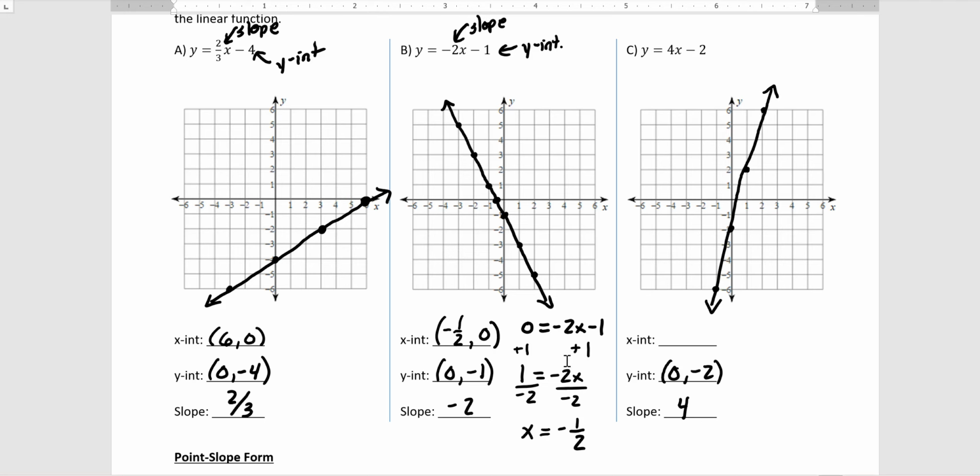Tried to make it as straight as possible. All right, now if you notice here, I don't have a nice coordinate pair. So let's use our algebra again. So when I set y equal to 0, I would get 0 equals 4x minus 2. Add 2 to both sides, I would get 2 equals 4x. Divide by 4, divide by 4. 2 divided by 4 can be simplified to x equals 1/2.